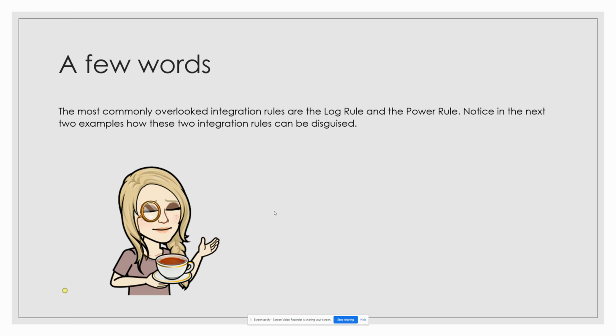All right, the most commonly overlooked integration rules are actually the log rule and the power rule. So in the next two examples, we're going to work through the log rule and the power rule, and they're going to be disguised. So the log rule and the power rule, before school got canceled, those were our favorite rules. They'll still be our favorite rules. We just have to do some manipulation to make them look the way we want.